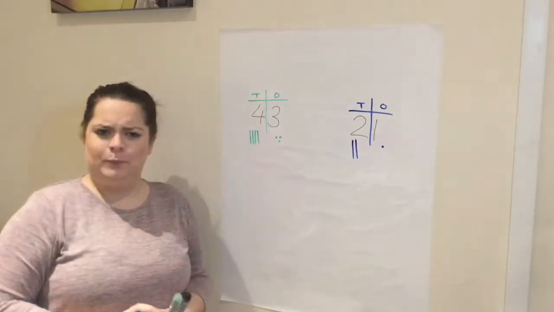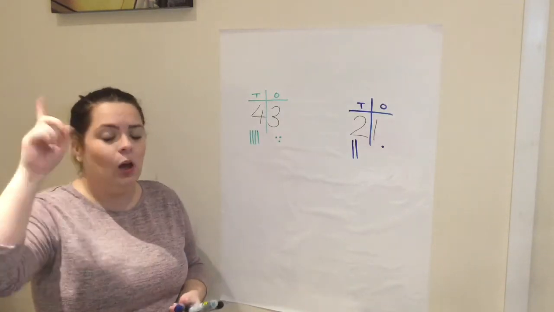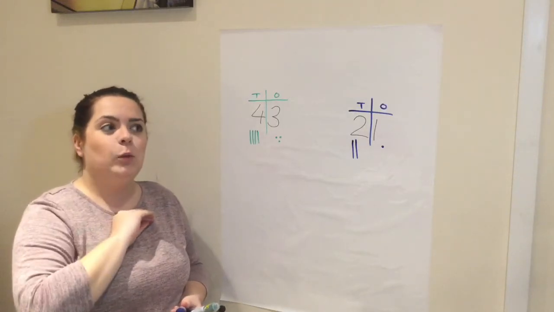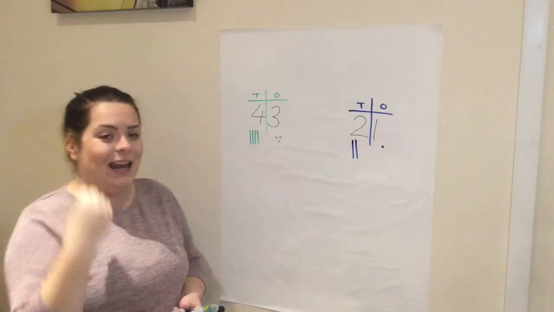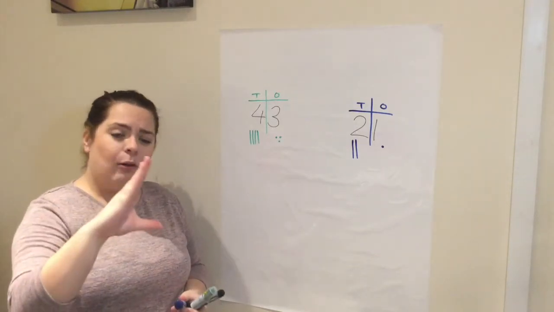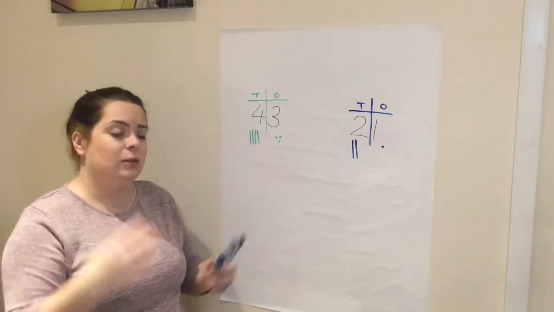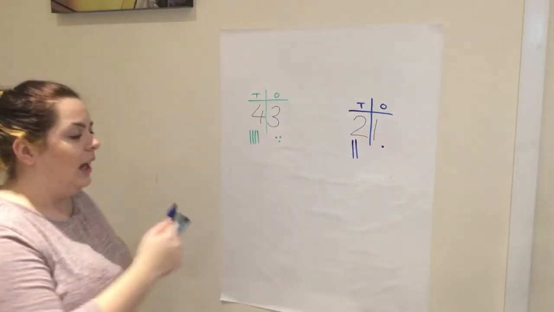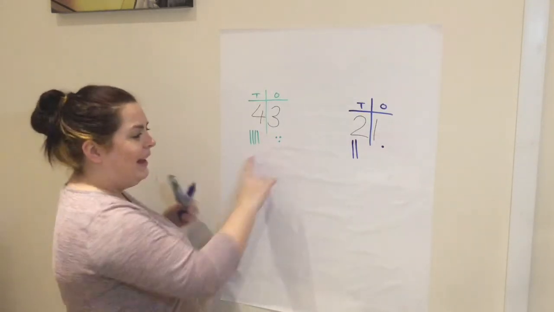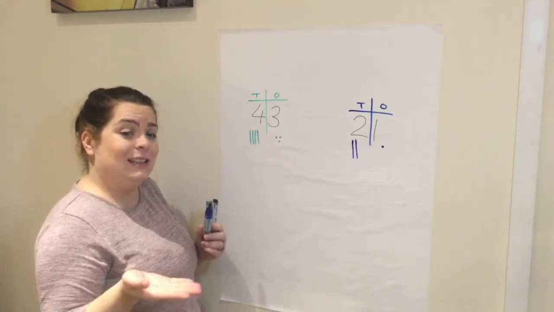Now, what do we do now? I need to compare them. So think back. We had something called Gary Gator, okay? And we used him to help us with more than, less than, and equal to. Now, remember, that mouth always eats the biggest number, okay? The largest number. Now, let's go back to our numbers on here. Which one is larger? So the first thing I'm going to do is have a look at the tens. Which one has more tens?